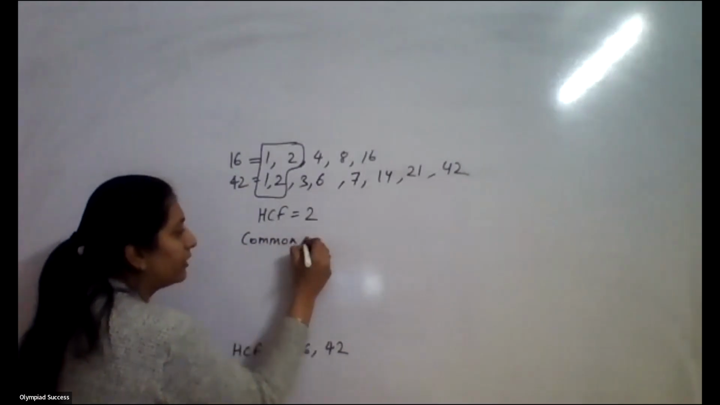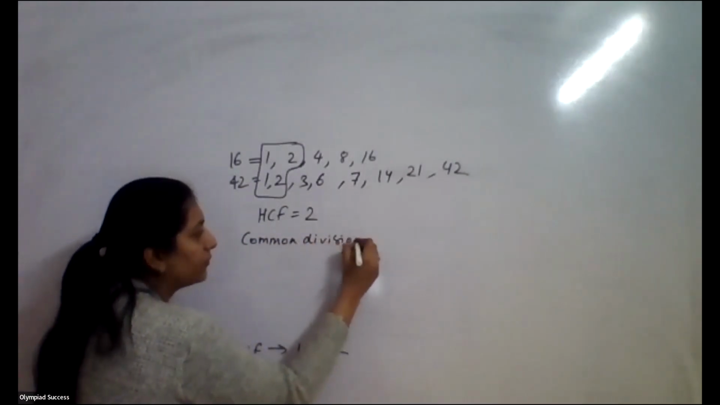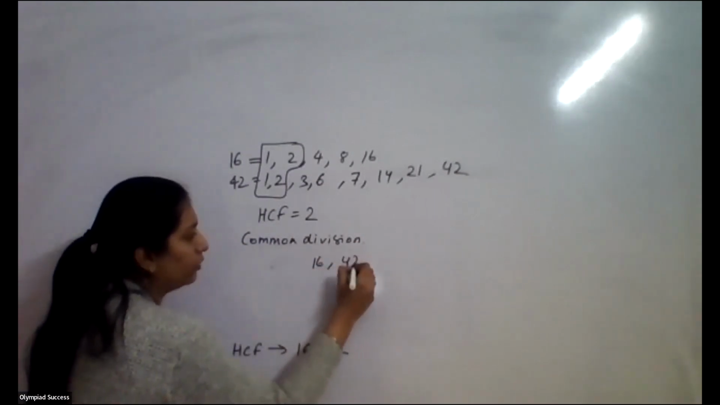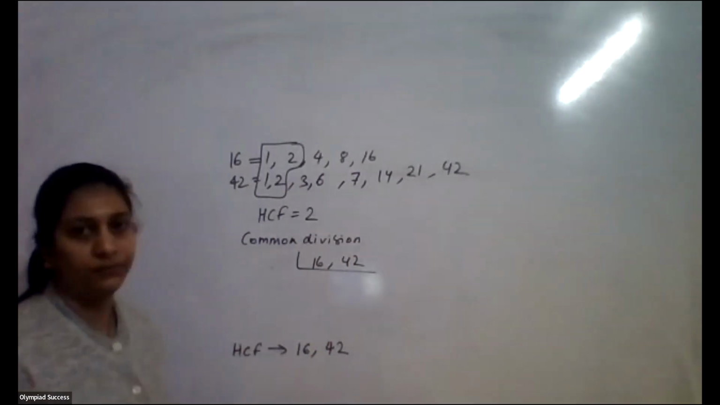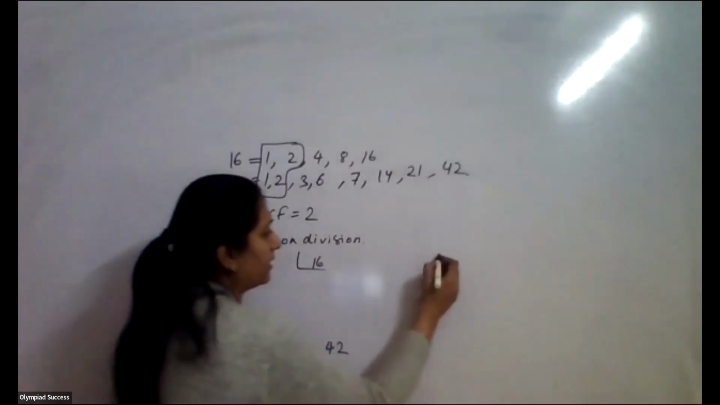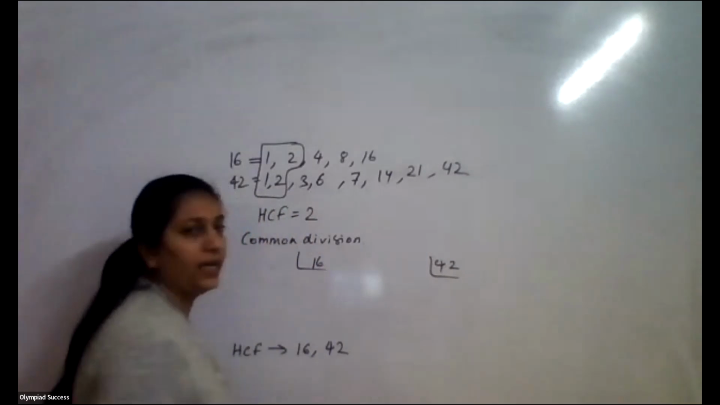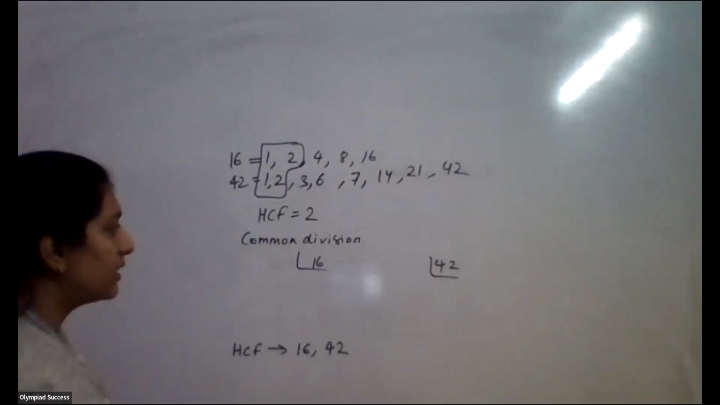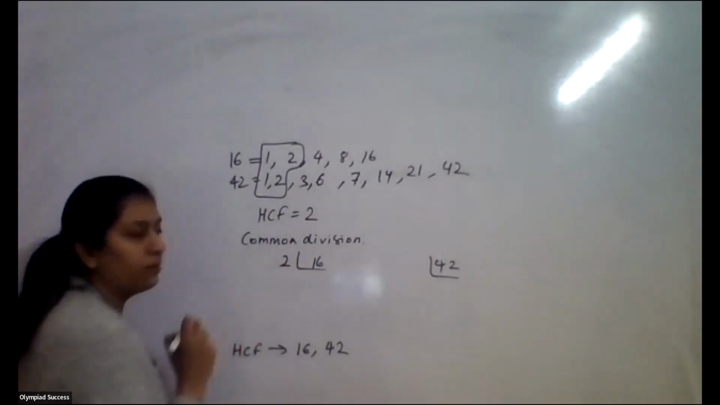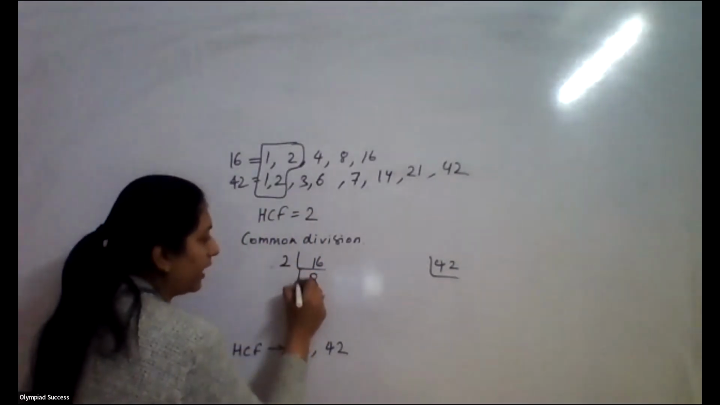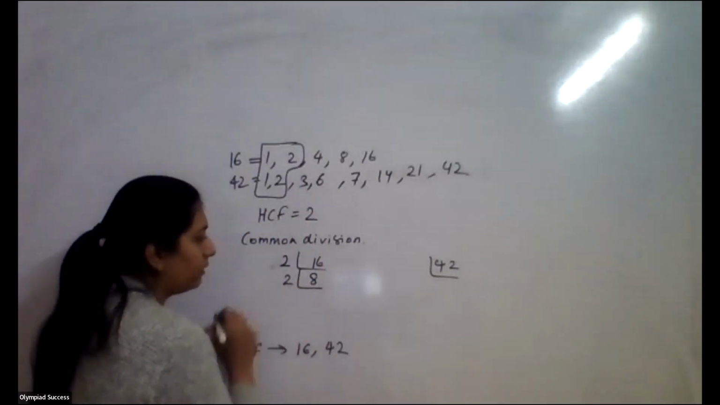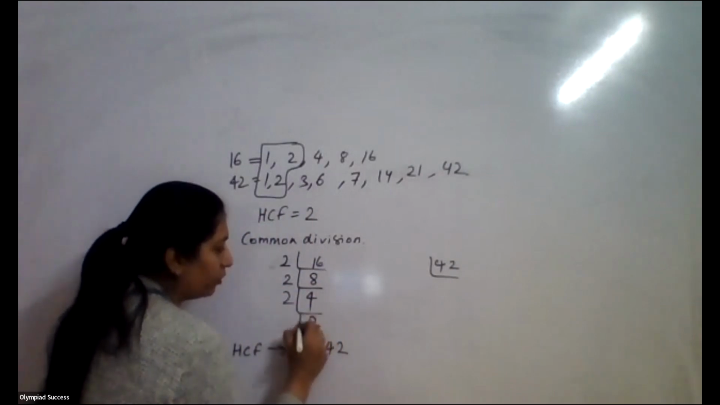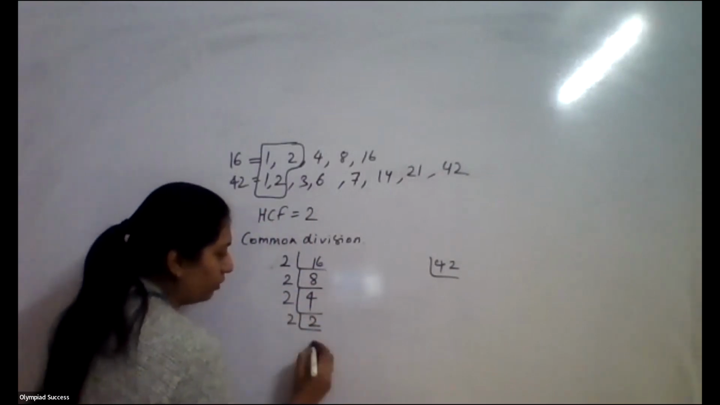So are you familiar with this common division? So how to do it? First we will write 16 and 42 and we will divide. Separately we will do the prime factorization of it. Okay, so for 16, first I will divide it by 2. So 8 ones are 8, 8 twos are 16. Now again divide by 2, that will be 4. Again divide by 2, that will give you 2. 2 divided by 2 will give you 1.